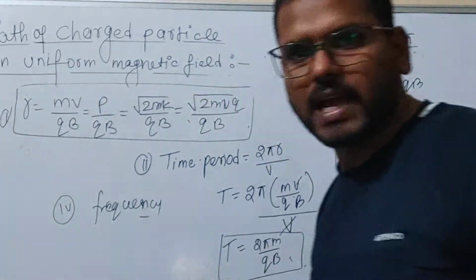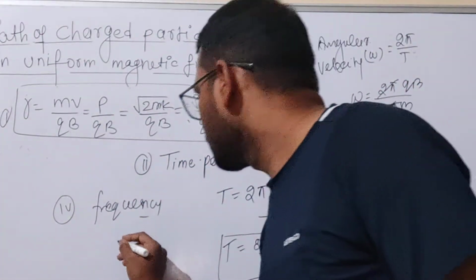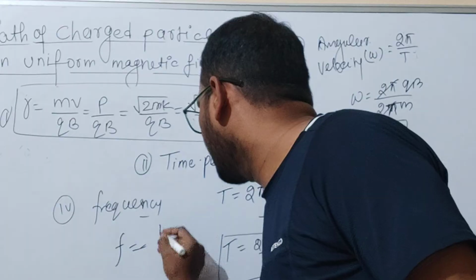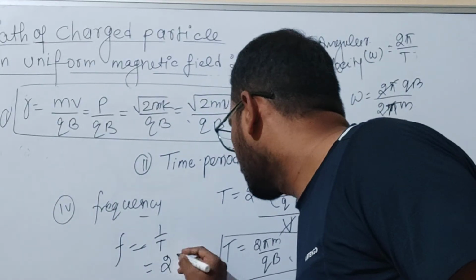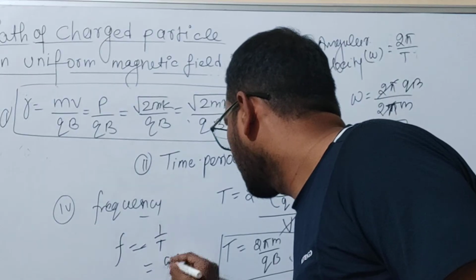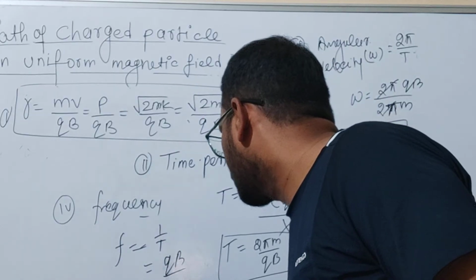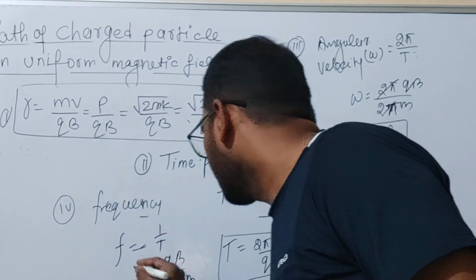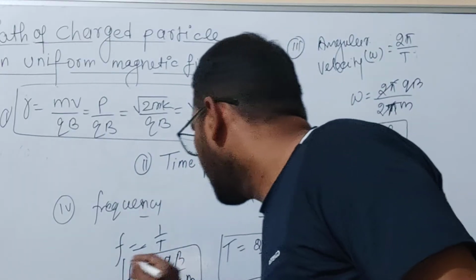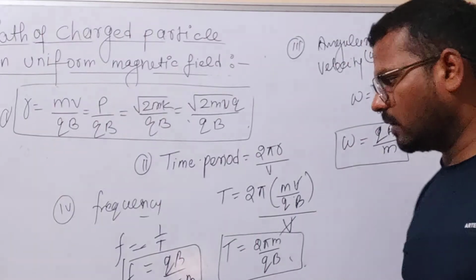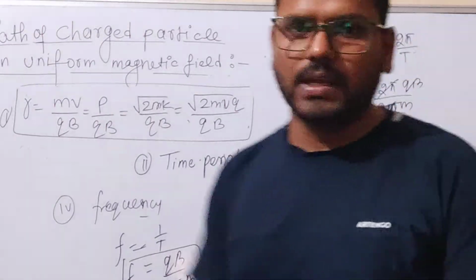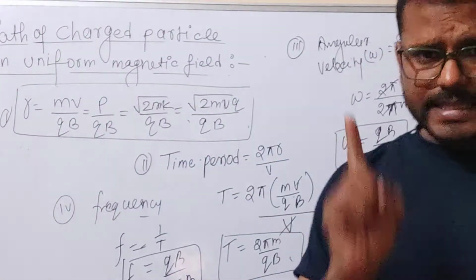Obviously, if it has a time period, then it will have a frequency. So frequency is equal to 1 by time period, which becomes qB divided by 2 pi. This is the frequency, and it is also known as the cyclotron frequency. So this is the second case.